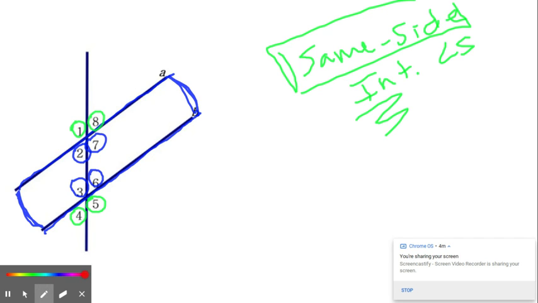So I would have a pair here and here. 6 and 7 are same side interior angles. And my other pair I'm looking for would be here, 2 and 3. Now these ones are the oddballs because same side interior angles are not congruent. They're the ones that are supplementary.